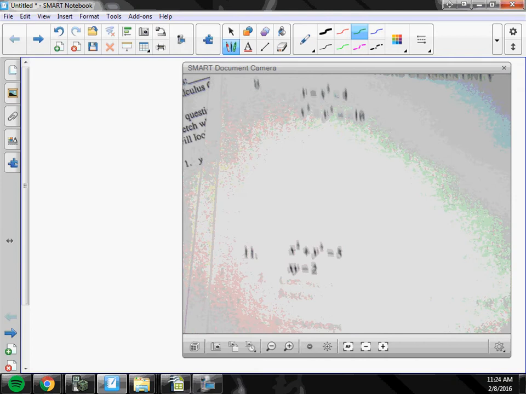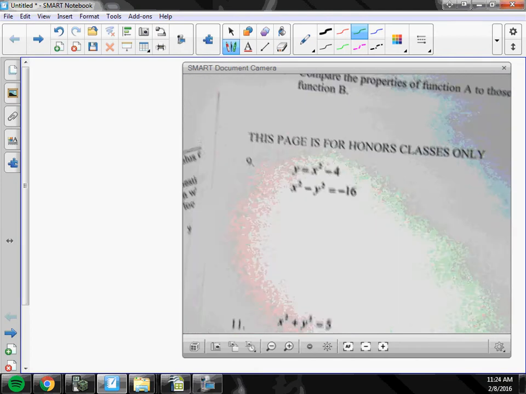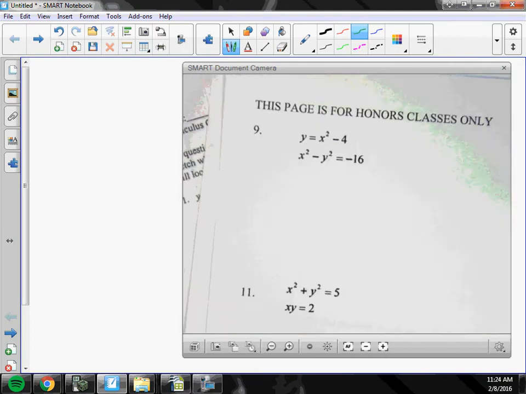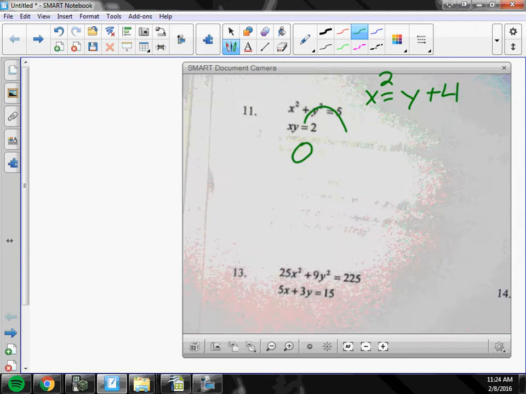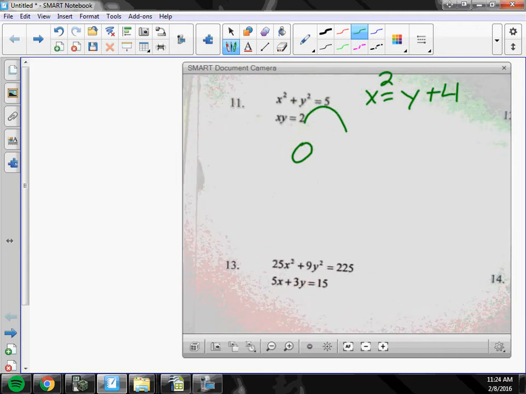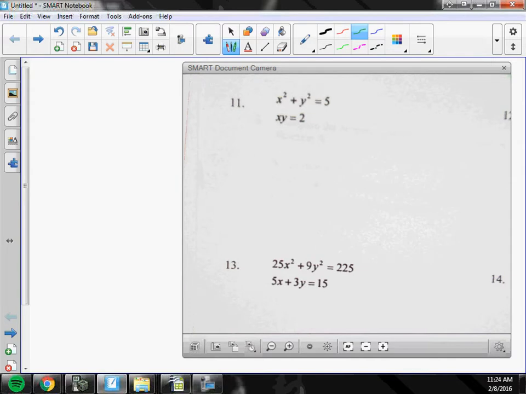So you could do that trick on number 9. You could add 4, and you get x squared equals y plus 4. And then you can replace x squared with y plus 4. That makes it a lot easier. Okay, but number 11 is the one I want to do. How would you do number 11?